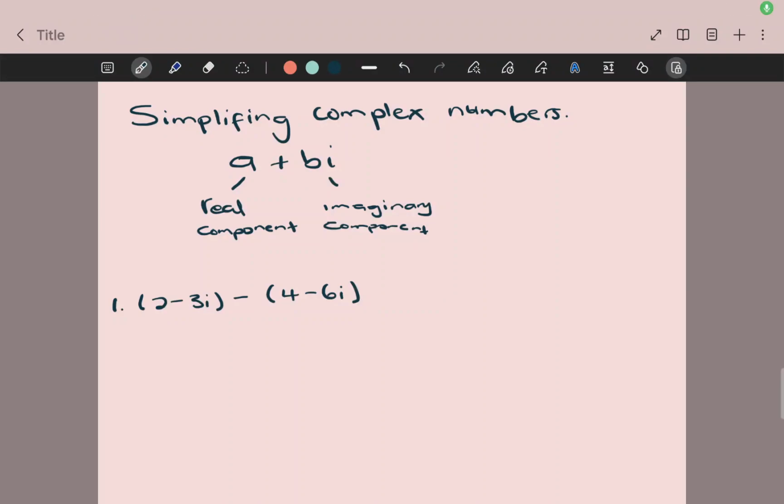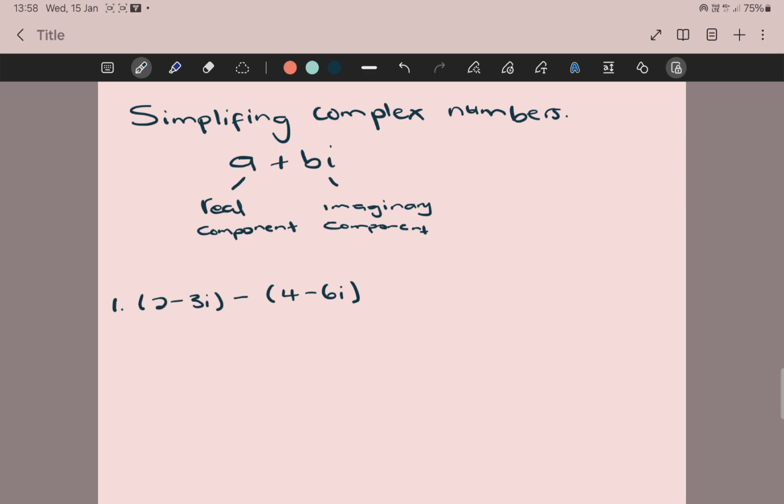All right, students, we are now going to learn how to add and subtract complex numbers. What are complex numbers? Complex numbers are really just a combination of your real numbers and your imaginary numbers. Together, they are called complex numbers.